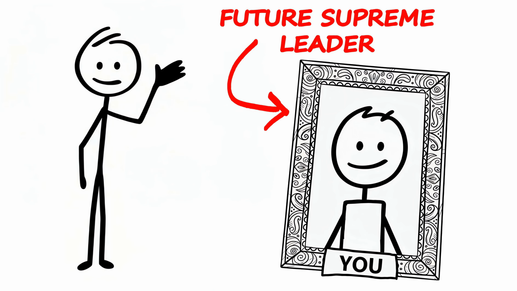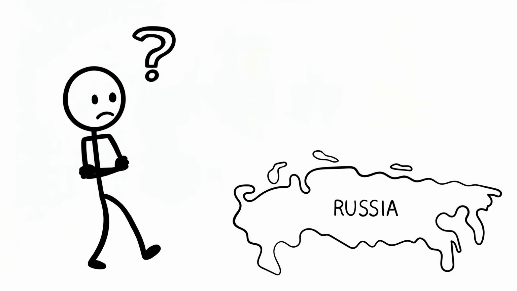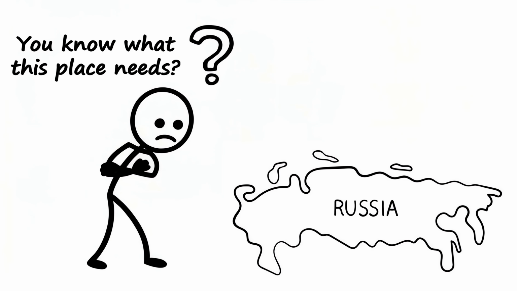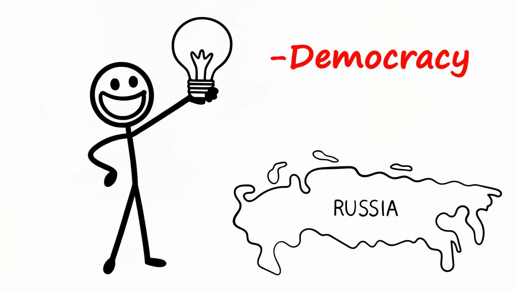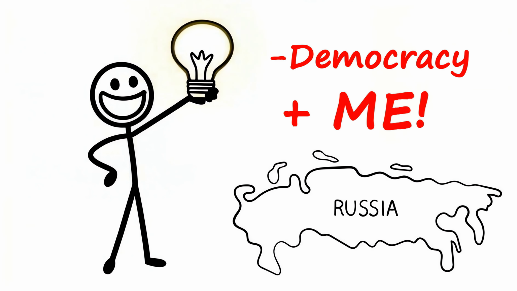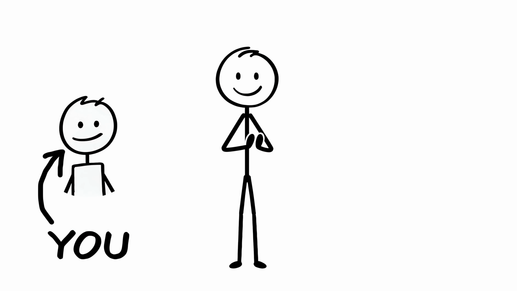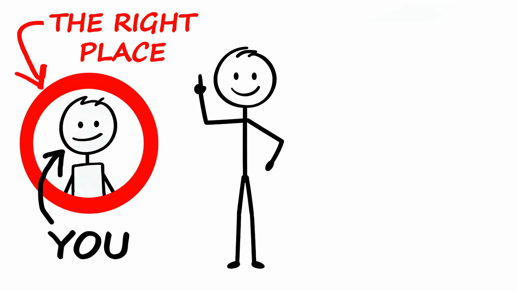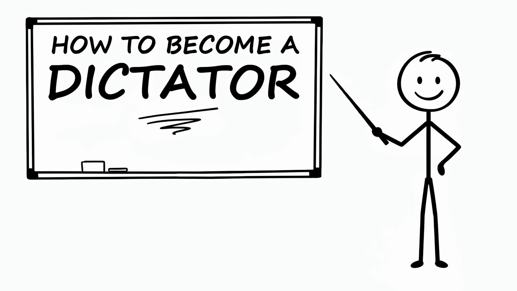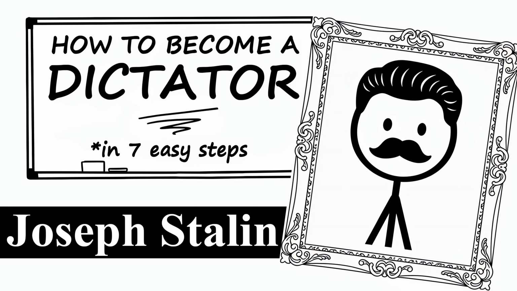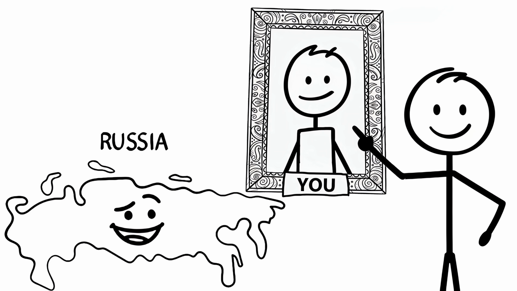Welcome, future supreme leaders. Ever looked at your country and thought, you know what this place needs? A little less democracy and a lot more me? Well, congratulations, you're in the right place. Today, we'll teach you how to become a dictator in 7 easy steps, the Joseph Stalin edition. Follow along at home and you too can enjoy the benefits of having an entire country fear you.